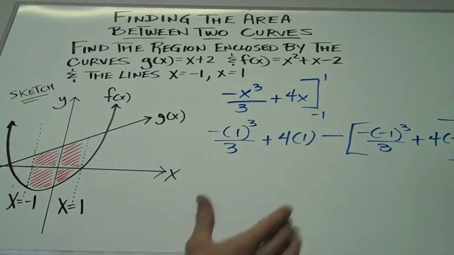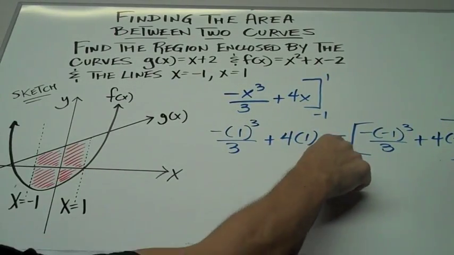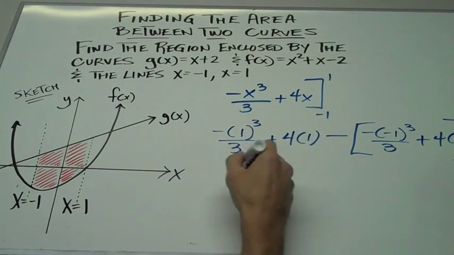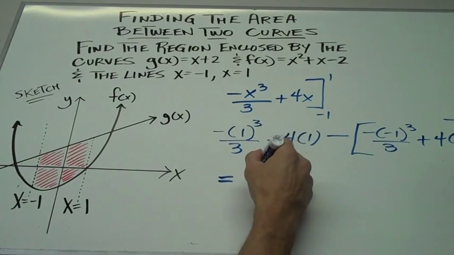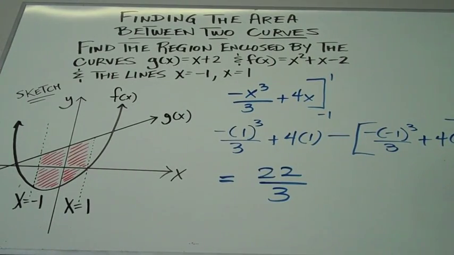Now you have to evaluate this and this separately. Make sure you keep track of your negative signs. And ultimately, we're going to wind up with the total area equal to 22 over 3. Now, why does this work?